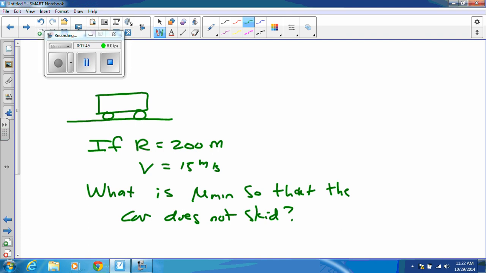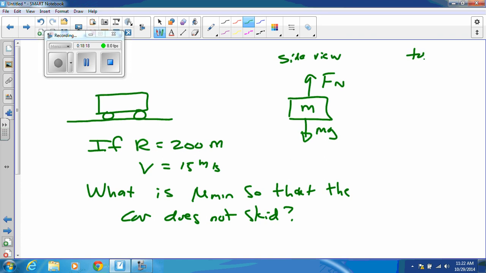Before that, we need a free body diagram. There we go. I was hoping somebody would say this. So we have m, mg, and normal force. Now, this is the side view. Which way is the frictional force going to be pointing? The car, it's going to be pointing really this way, isn't it? In towards the center of the circle. So we actually need a top view.